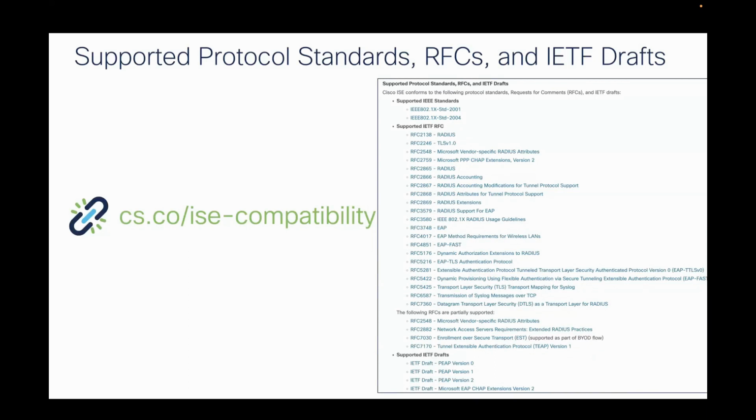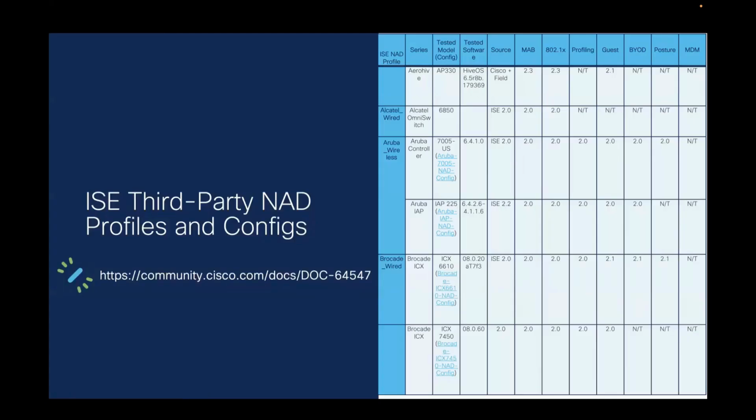Most of the time, the third-party network devices are capable of doing RADIUS AAA, so obviously the AAA is not going to be a problem. But when it comes down to the advanced services on top of AAA, like posture, profiling, and so forth, then you might have to think about what RFC standards and protocols ISE supports.